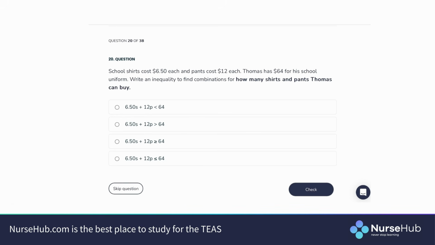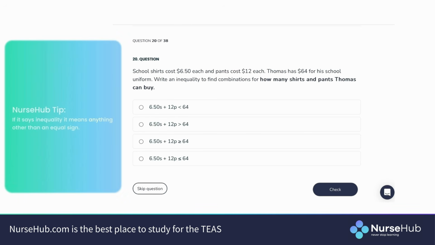So question number 20. School shirts cost $6.50 each and pants cost $12 each. Thomas has $64 for his school uniform. Write an inequality to find combinations for how many shirts and pants Thomas can buy. All right, some of these questions, you have to use your inferencing skills. So try this out. Let's go back to it.